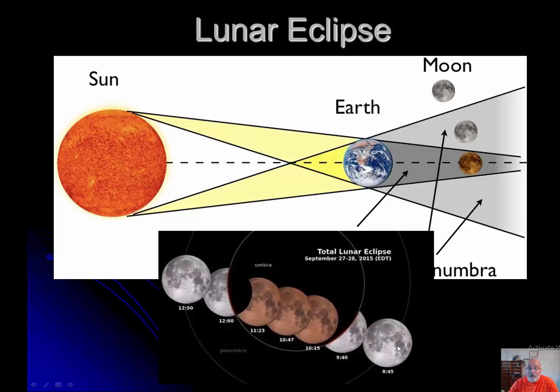Here's the moon actually moving through from 8:45 to 9:40. It starts getting a partial eclipse, and then 10, and then 11. So this whole process looks like it's about 4 hours long, and the Earth would rotate 50, 60 degrees. So the entire half of the Earth plus an extra 60 degrees gets to see this eclipse.